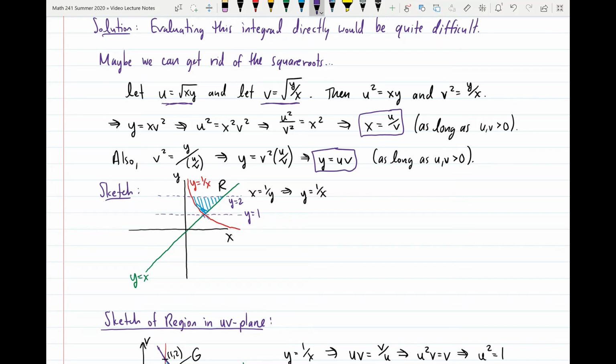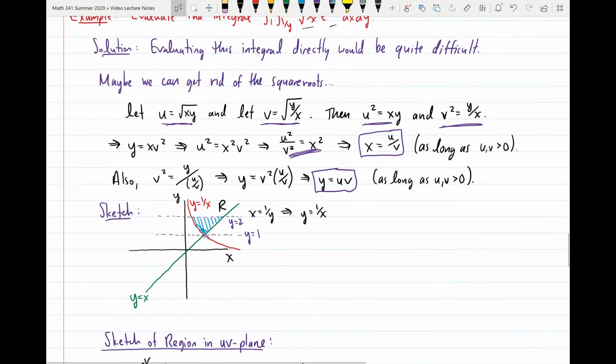So all of these steps in between here is just taking these equations here and doing some algebra until we can solve for x in terms of u and v. And this is the case as long as u and v are greater than 0, because we did have to take the square root right here. So we're assuming that these values are greater than 0, but it is the case they're greater than 0 because, as we'll see when we sketch, everything is happening inside of the first quadrant here.